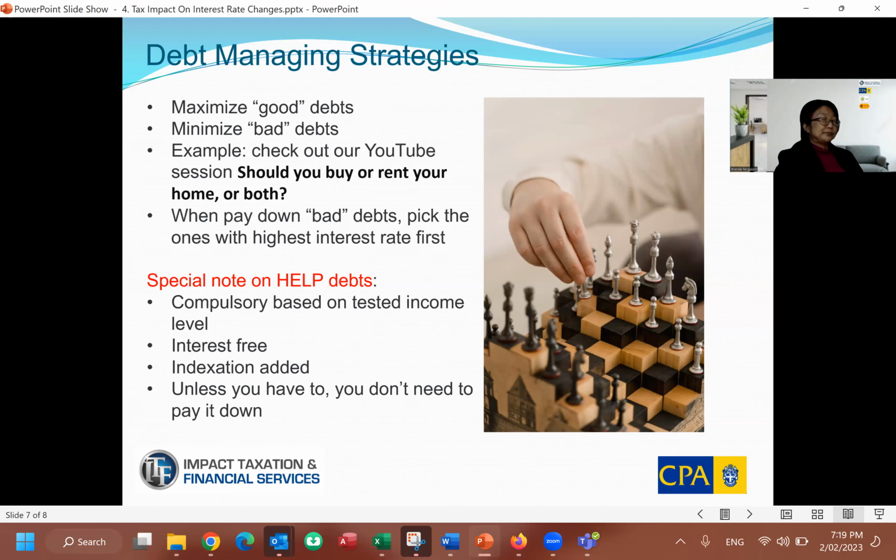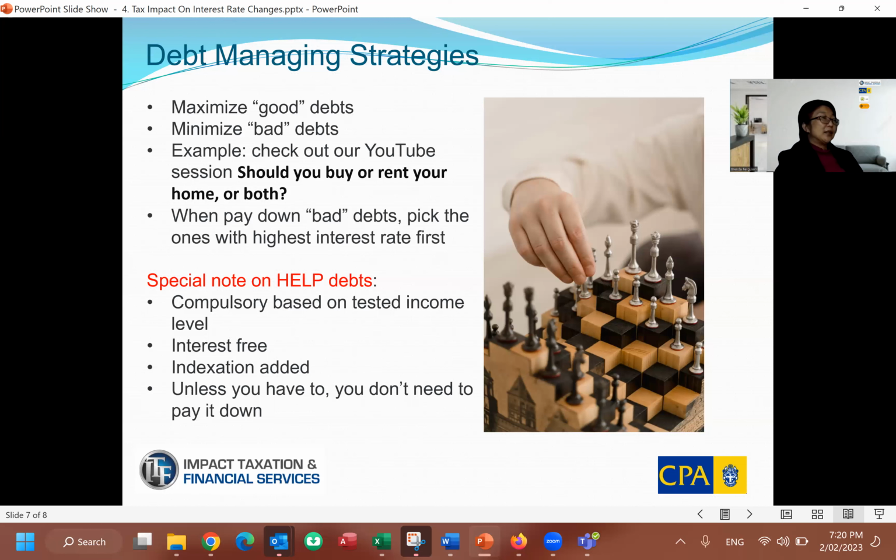And also, when you pay down bad debts, you want to pick the ones with the highest interest rate first. This is a little bit like a financial planning strategy. If you have multiple credit cards, for example your private credit cards, you want to put them next to each other and pick the one that's giving you the top interest rate. If you have any surplus cash, you want to pay that one first, and then slowly go down to the debts that are paying a lower interest rate.